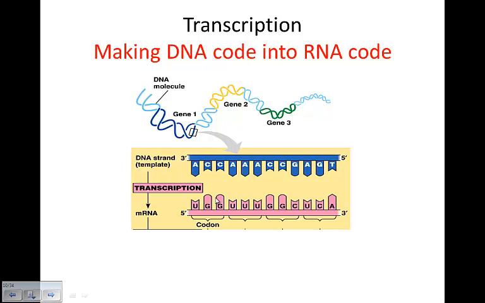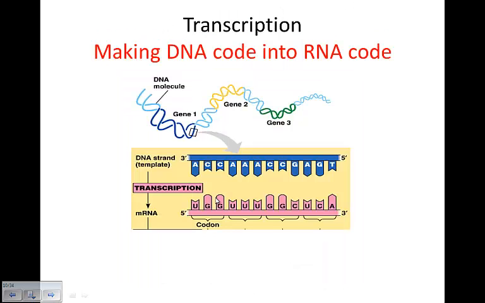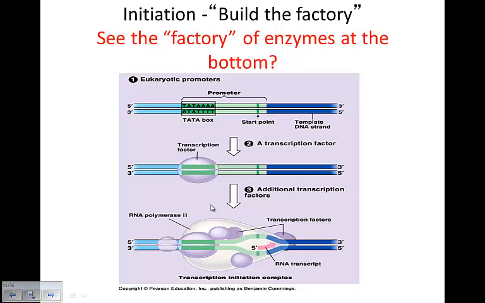The three phases of production of the transcription unit. The first one is called initiation. This is where we actually build the factory to make the messenger RNA. We're going to see the factory of enzymes at the bottom here, all kinds of parts that we're building.